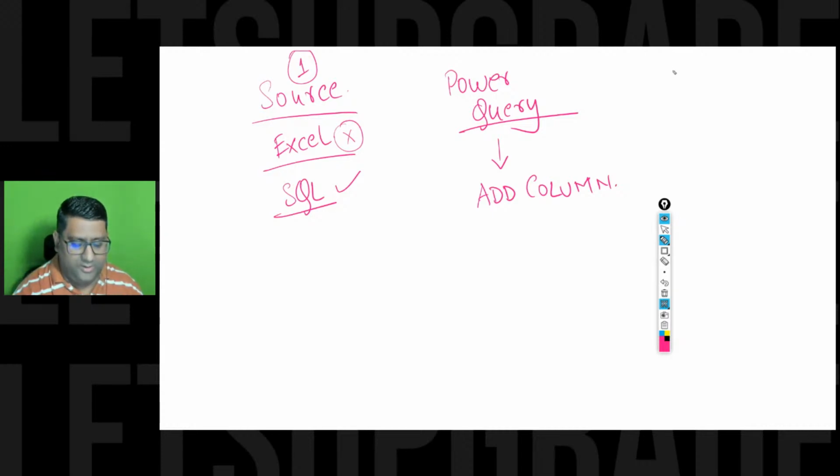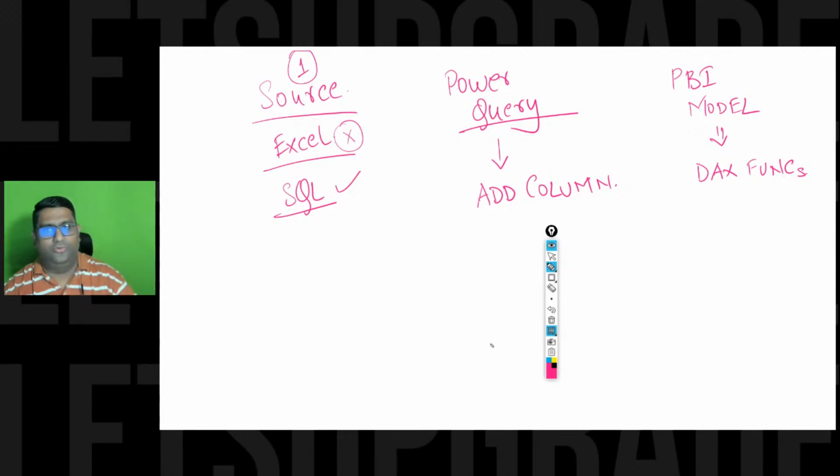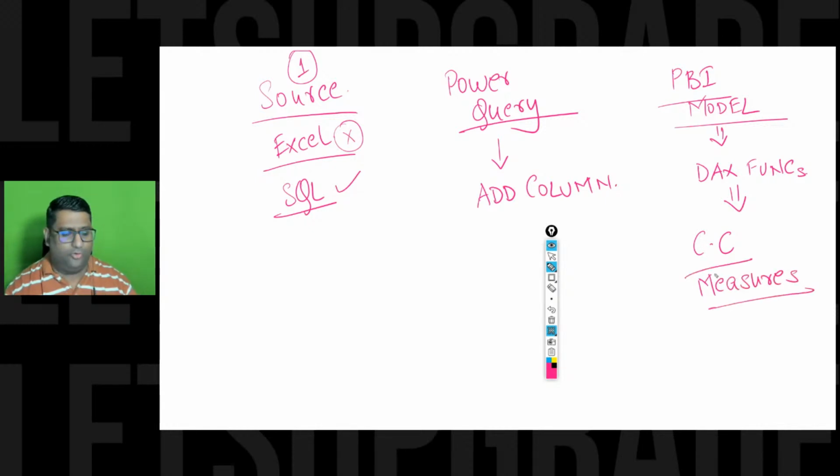And the third is within Power BI itself, within Power BI's model, and this can be done using DAX functions. Okay, you can use DAX functions or calculated columns. You can create two kinds of calculations here: a calculated column or a measure. Now I'm going to explain both of them, and I'm also going to explain what DAX is, one by one.